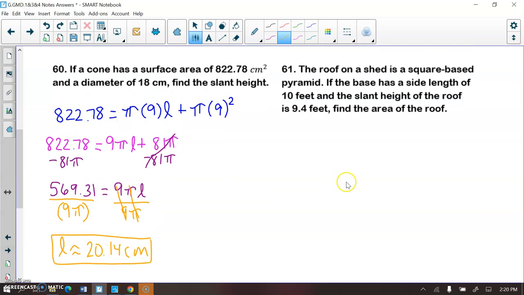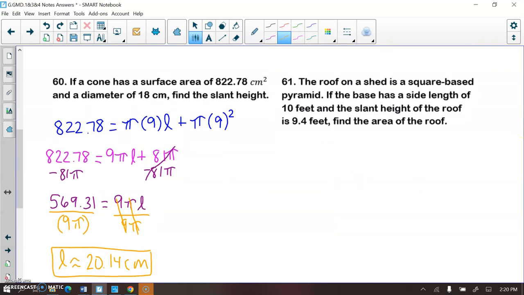All right, moving on to our last problem here. The roof on a shed is a square-based pyramid. If the base has a side length of 10 feet and the slant height of the roof is 9.4, we want to find the area of the roof. Well, the bottom of your roof, the base of your pyramid, is not part of the roof, because that's not an outside surface. So the outside surface is only the lateral shapes of our pyramid.